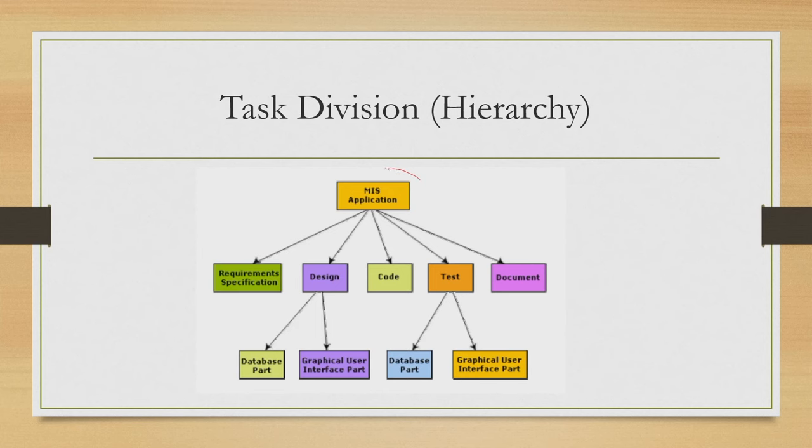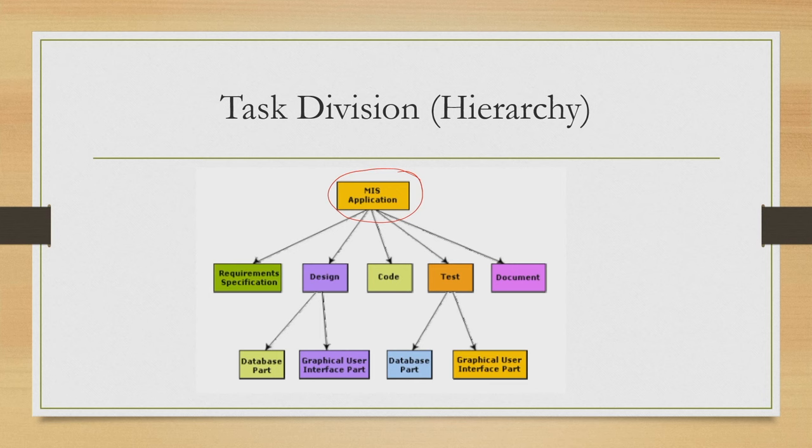First thing is, we as project managers need to first identify what are the tasks and subtasks required to complete the development process, and we need to create some sort of hierarchy for better understanding. So, one example scenario we are considering here is one specific application which belongs broadly to the MIS application category, Management Information System application category.